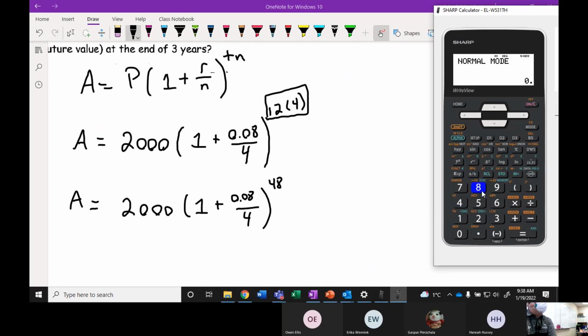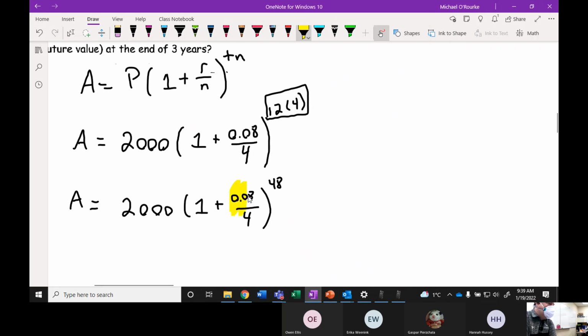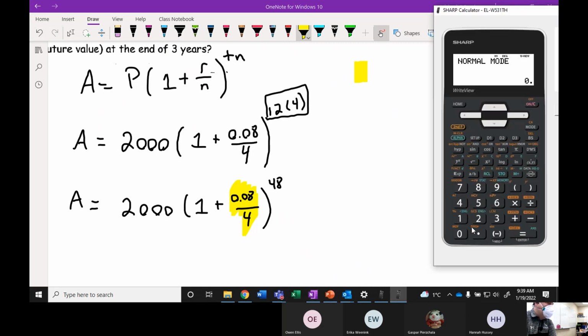How I would do it, I like to work inside out. So I would do this part first. That's my number 1. Then I'd work my way out. I'd do the plus 1, then the power 48. So I would go like this: 0.08 divided by 4 equals.